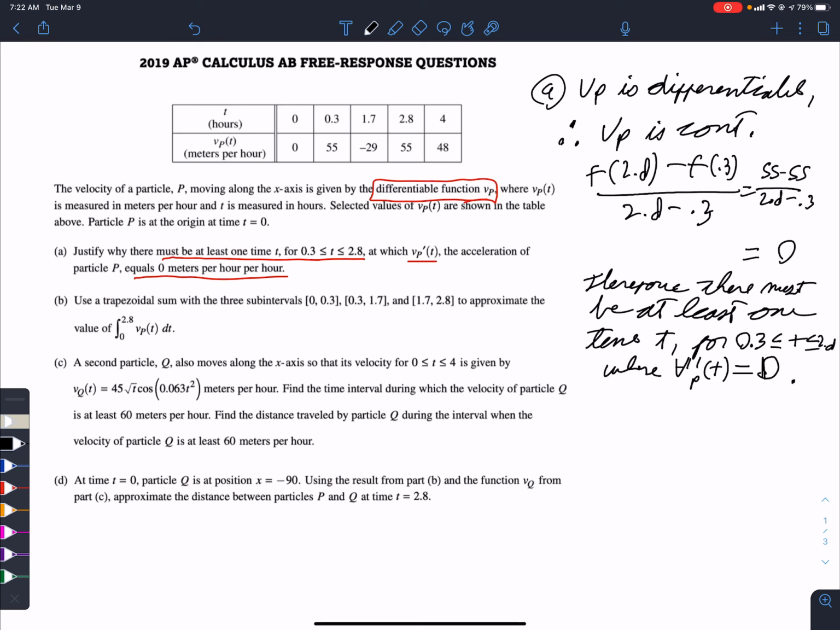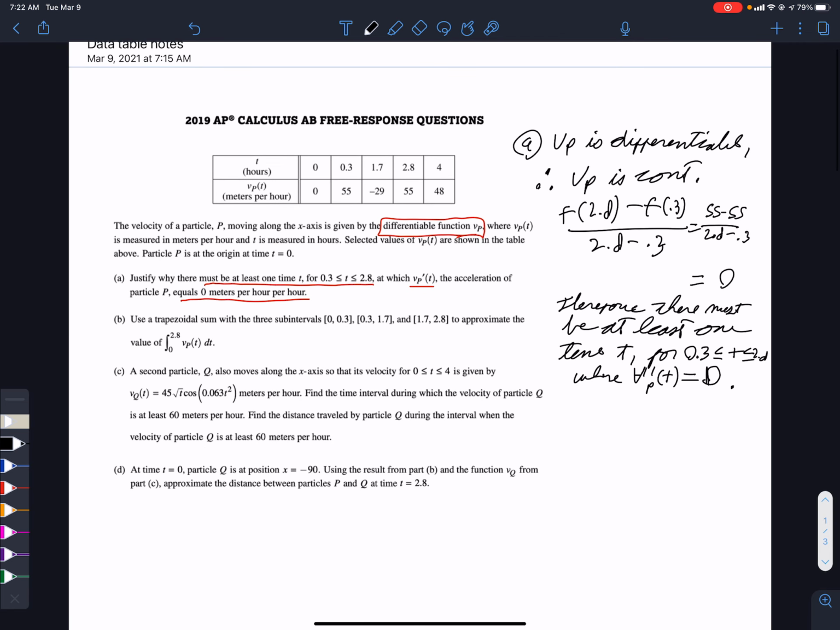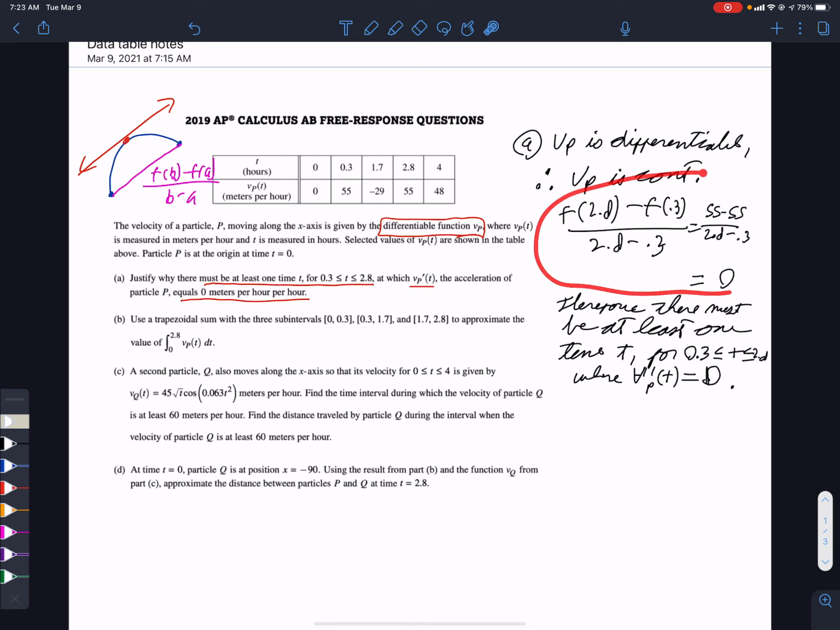Just to remind you, if you don't remember the mean value theorem, if we have a continuous function and we find the average rate of change, so the slope between these two points, that's f of b minus f of a over b minus a. There's got to be a point where the derivative, which is the slope of the tangent line, equals the slope of the secant line. So the average rate of change equals the instantaneous rate of change. And that occurs if it's continuous and differentiable, no sharp points. So that's what we have shown, differentiable and continuous. We found the average rate of change is 0. Therefore, there must be a place where the derivative, which is the slope of the tangent line, is 0. Therefore, there must be at least one time t where the derivative of v is 0. Okay, so that's part A.